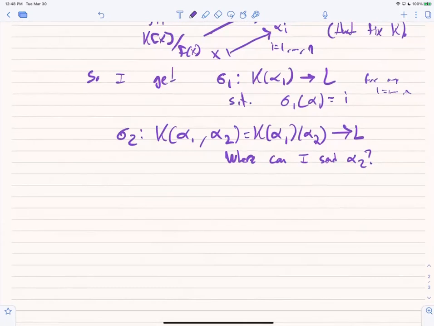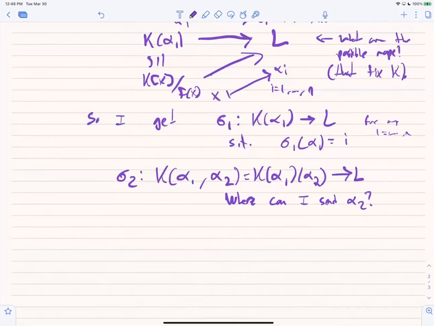Well, I mean, so I'm extending sigma 1, and this is a little bit of a tricky part. I'm no longer saying that this should be the identity map on K(alpha 1). I'm saying that I have this map from K(alpha 1) to L, which is not necessarily the identity map. It's only the identity map if 1 is equal to i. And so I want to extend this automorphism I already have by sending alpha 2 somewhere.